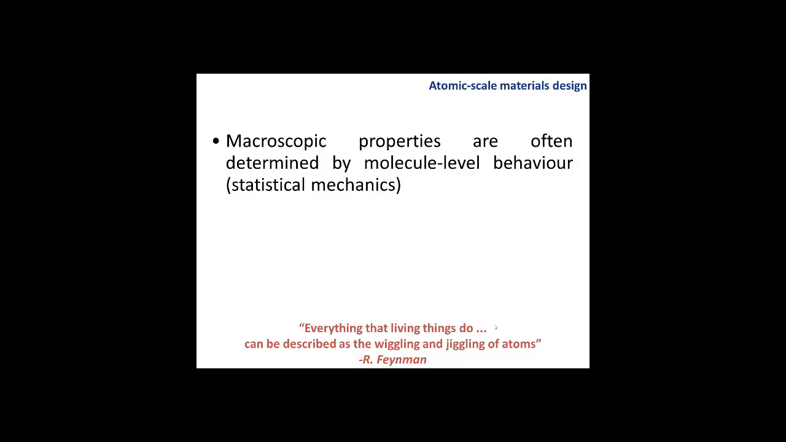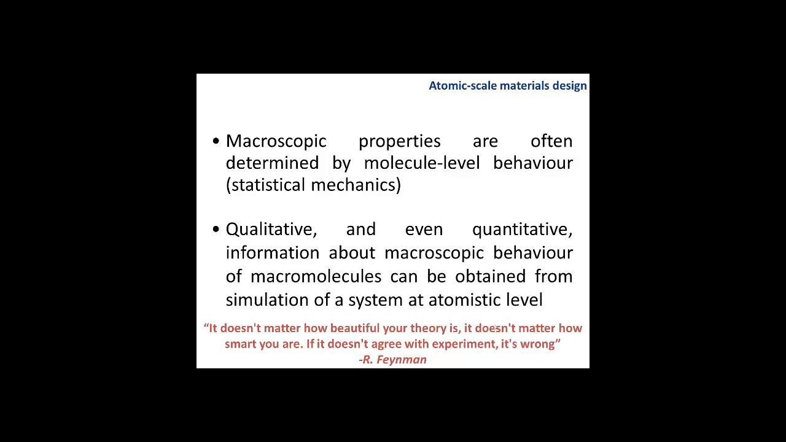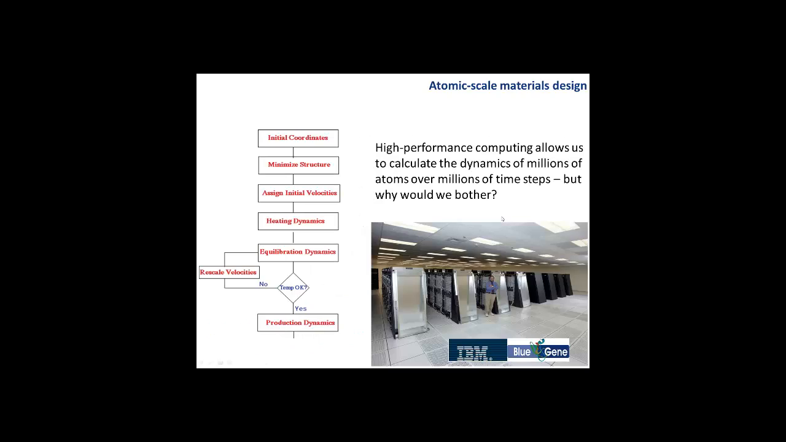So we know from statistical mechanics that macroscopic properties that people measure in labs are often determined by molecular level behavior. But we also know that we need to benchmark everything against experiment. So we can get our qualitative information about macroscopic behavior from our atomistic calculations. We can in some cases even get quantitative information. But that depends on benchmarking. So high performance computing allows us to calculate the dynamics of millions of atoms over millions of time steps.